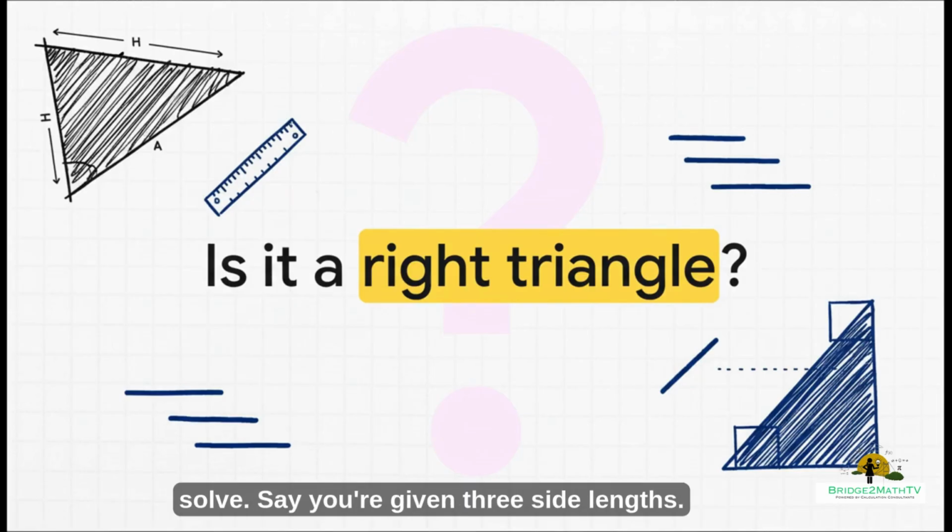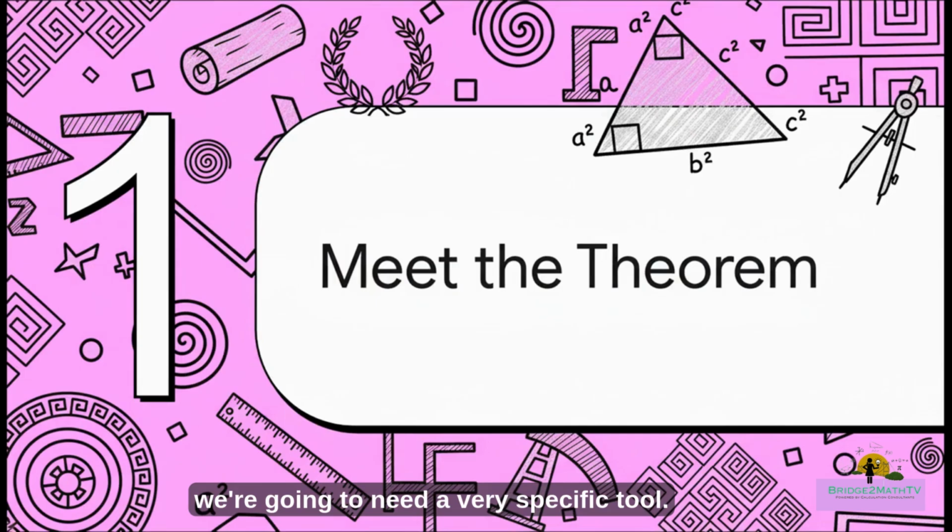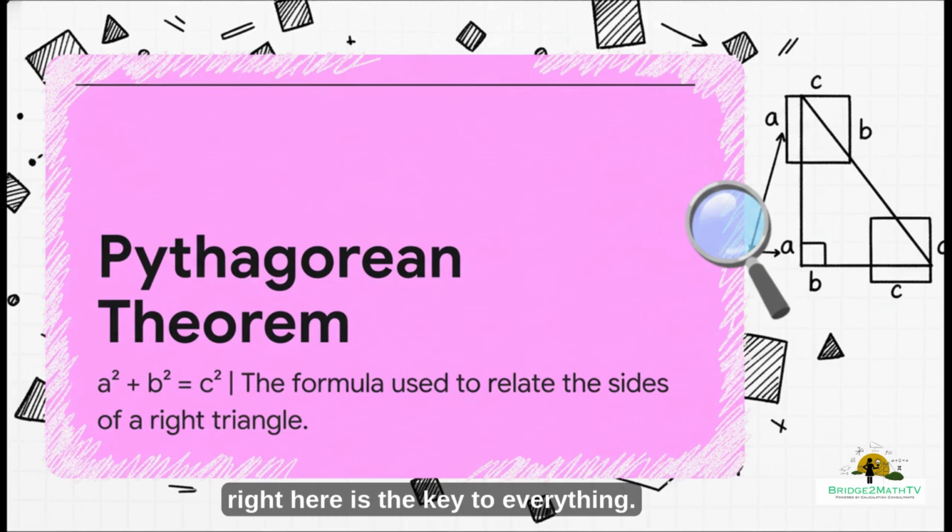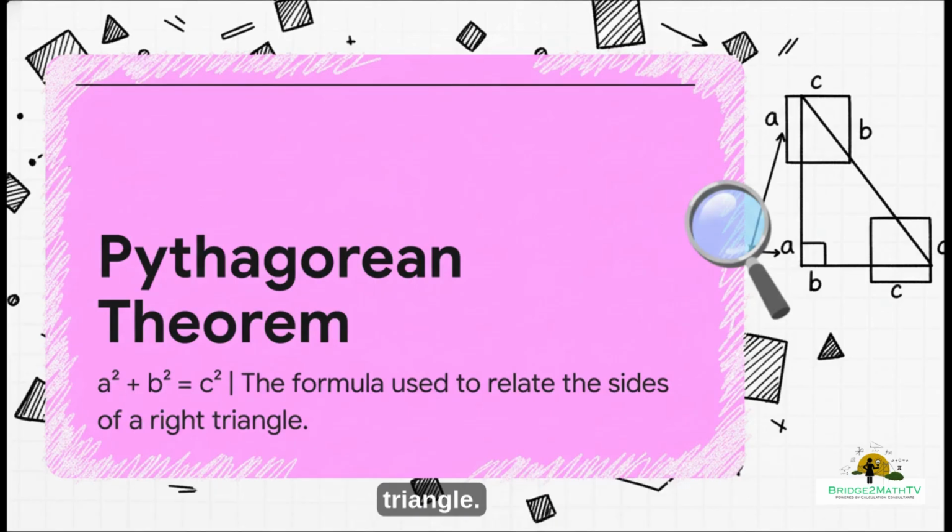Say you're given 3 side lengths. How can you know for sure if they form a perfect right triangle? To answer that question, we're going to need a very specific tool. It's a simple but incredibly powerful equation that's been around for thousands of years, discovered by different cultures all over the world. And here it is. A squared plus b squared equals c squared. This little formula right here is the key to everything. It describes this special relationship that only exists between the 3 sides of a right triangle.